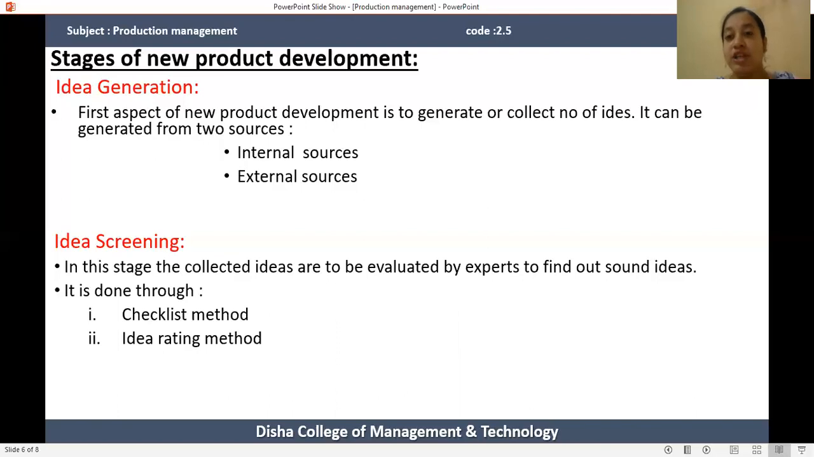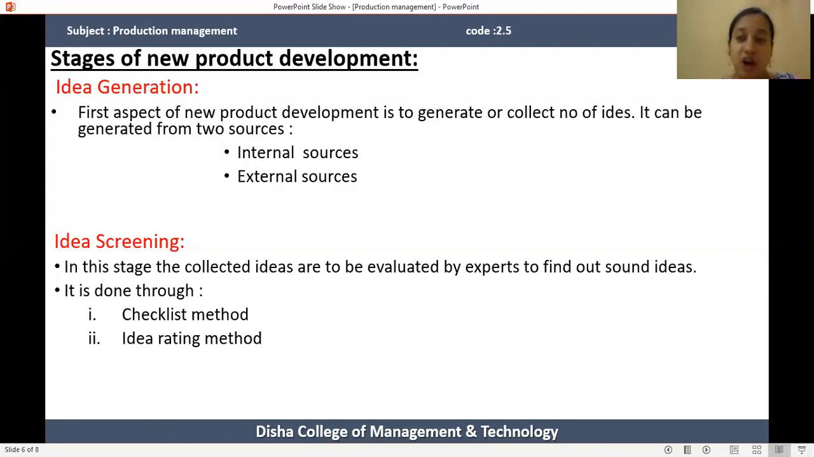This means the organization has to contact the customers, and by contacting the customers, they are able to identify which product they want and which product has more demand in the market. After that, they have to analyze the competitors' products, which product the competitors are going to produce, and by discussing with the suppliers and retailers of the organization, they can generate various ideas.